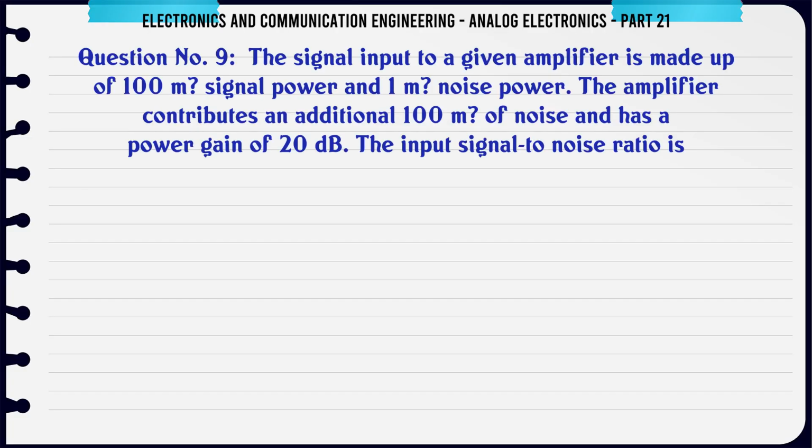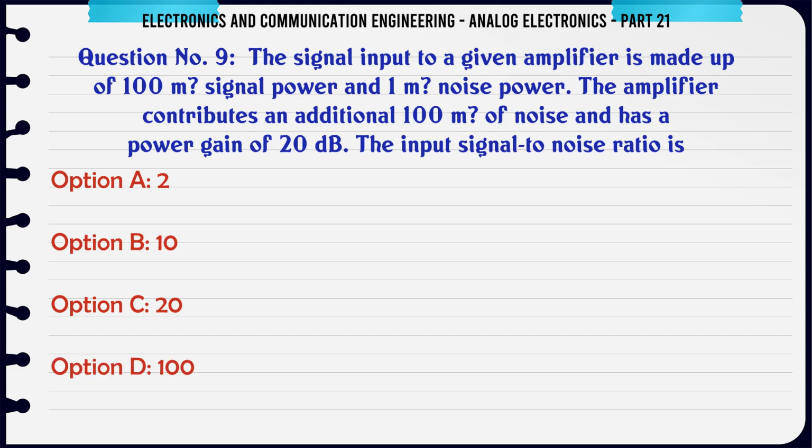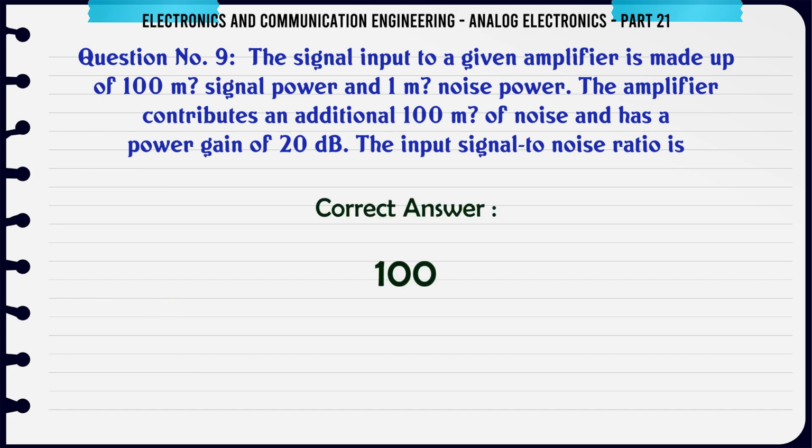The signal input to a given amplifier is made up of 100 mW signal power and 1 mW noise power. The amplifier contributes an additional 100 mW of noise and has a power gain of 20 dB. The input signal to noise ratio is A. 2, B. 10, C. 20, D. 100. The correct answer is 100.